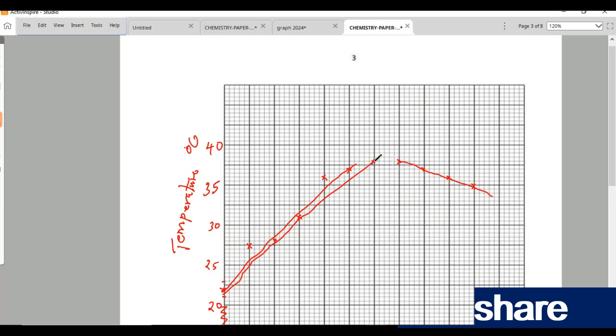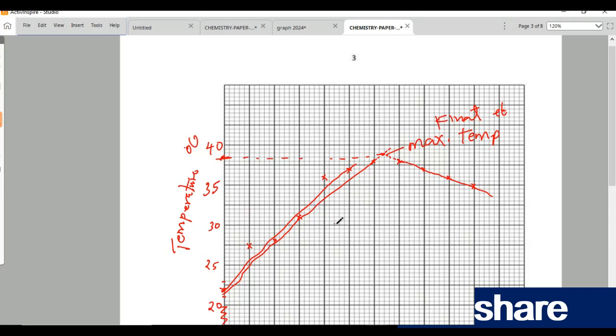What you do, you extrapolate. So you extend with the dotted line. Where the two lines now meet here, that one here we have what we call the maximum temperature. And that is the final temperature. So you read across, you come across here, you read the temperature here, and that is our final temperature.